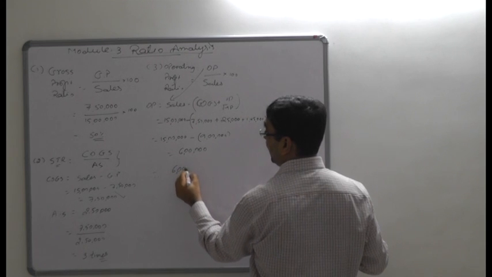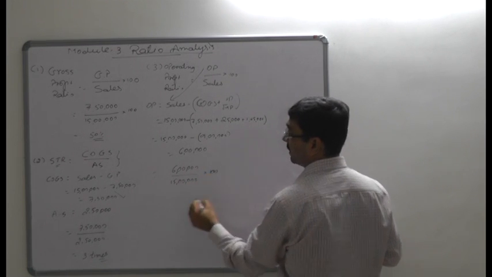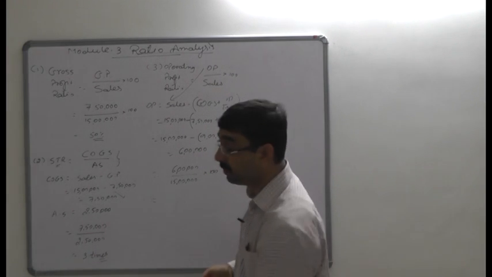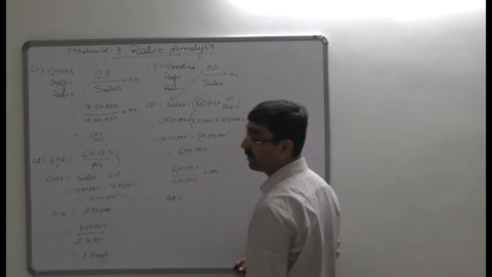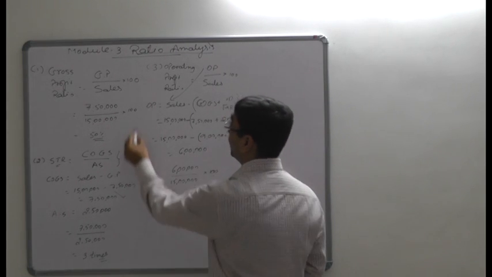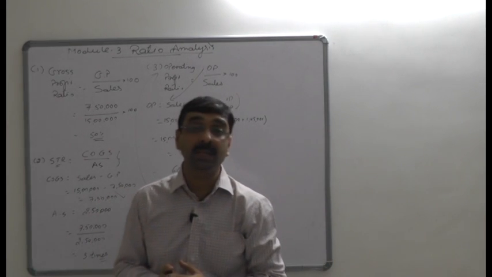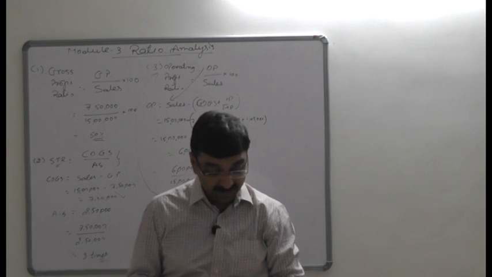And now 6 lakh divided by 15 lakh, as this ratio is also found in percentage. Just check it out. Your answer would be around 40%. So that means the operating profitability, or operating profit margin, in this company against the sales comes to 40%.